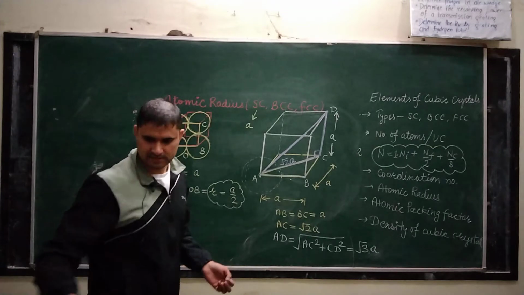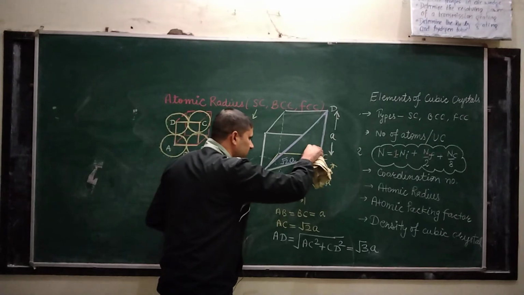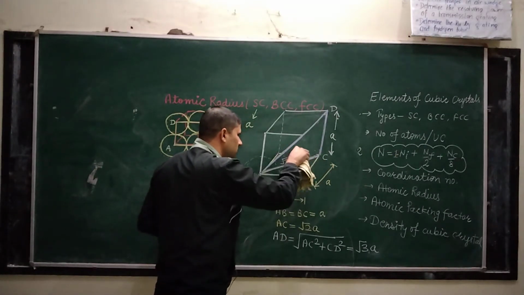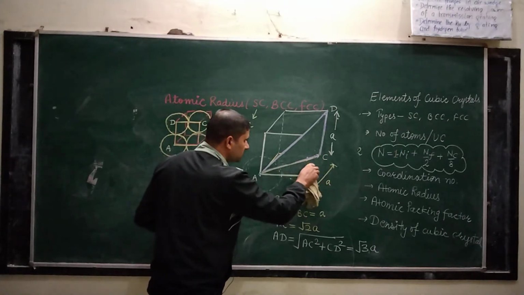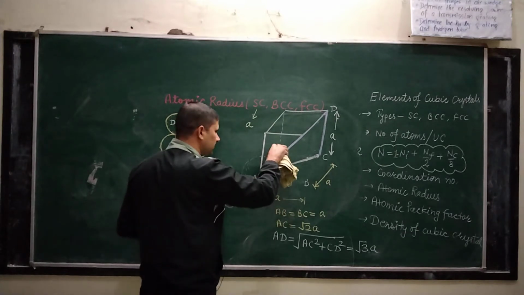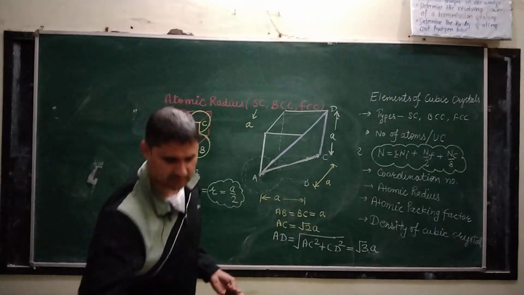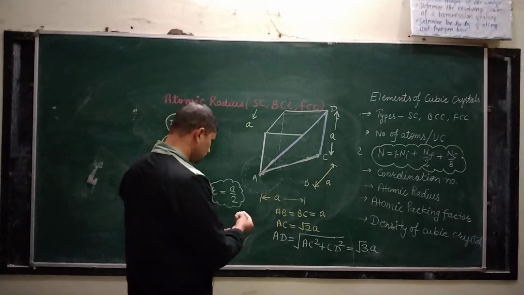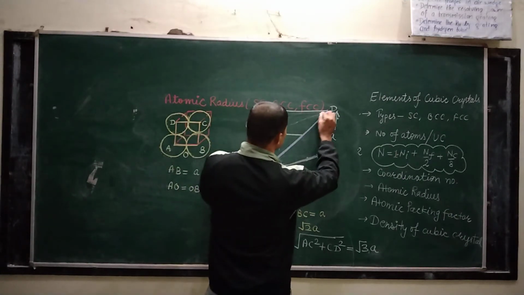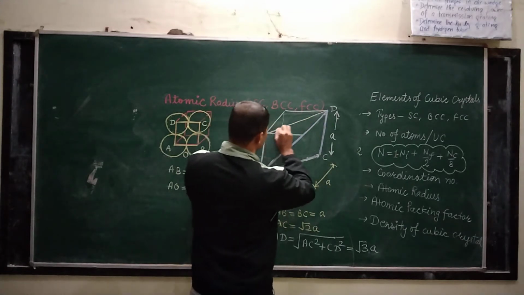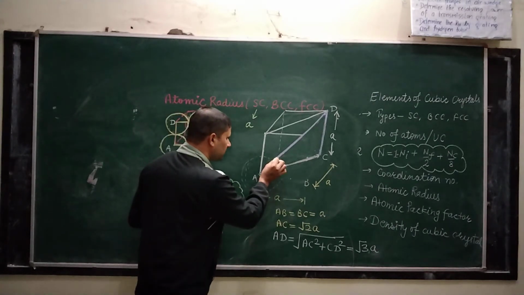Now what is the need to take it? The need is, class, I am taking this face which is passing through the body diagonal, and I am rubbing out the other faces. Then I will see where the particles are present in this face. So this is the half part of this section. If I join this, this is one face, and this is the body diagonal.